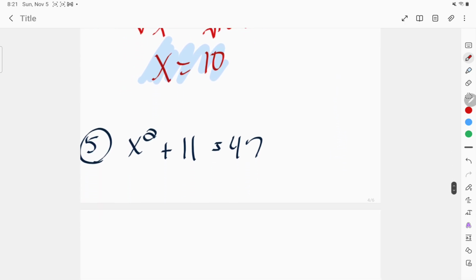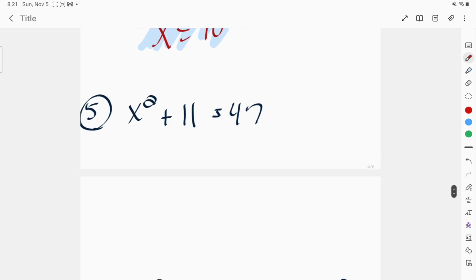Moving on over to page 8. Again, it's the same thing. You should be able to do it without me at this point.